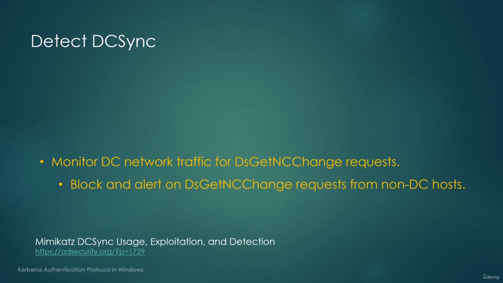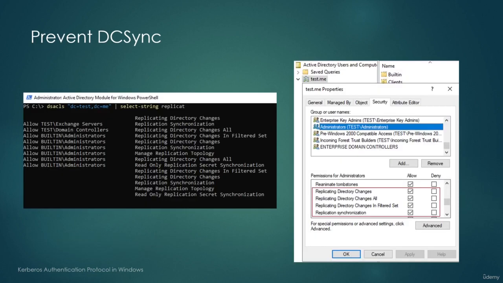We can use an intrusion detection system to monitor DC's network traffic and alert on DsGetNCChanges request packets coming from non-DC hosts. We should evaluate and remove directory replication permissions if they are not required, and also monitor and alert on changes of these permissions.